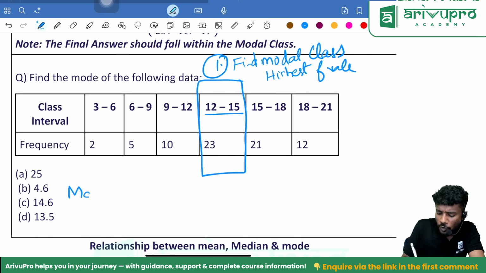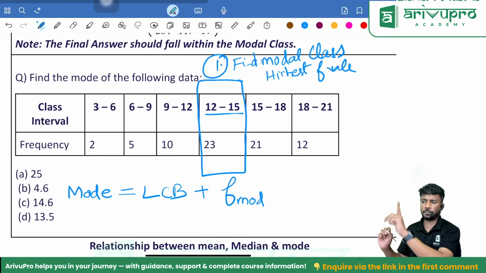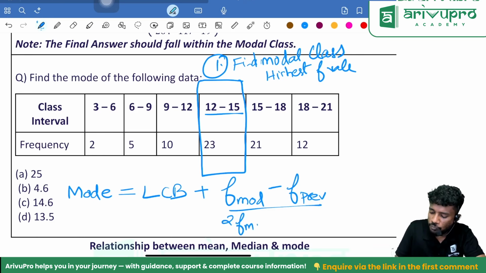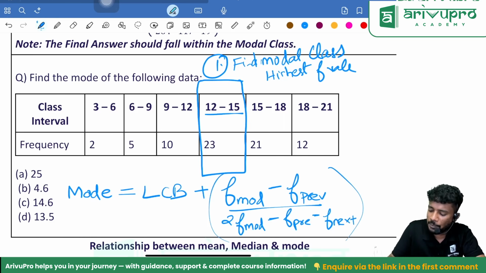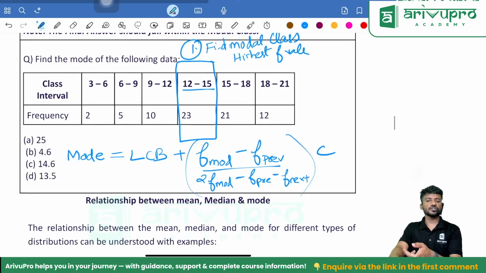Now, the formula for mode is very simple. Lower class boundary plus frequency of the modal class minus frequency of the previous class, divided by 2 into frequency of the modal class minus frequency of the previous minus frequency of the next. The entire thing multiplied by what? C. What is this C? Class length.